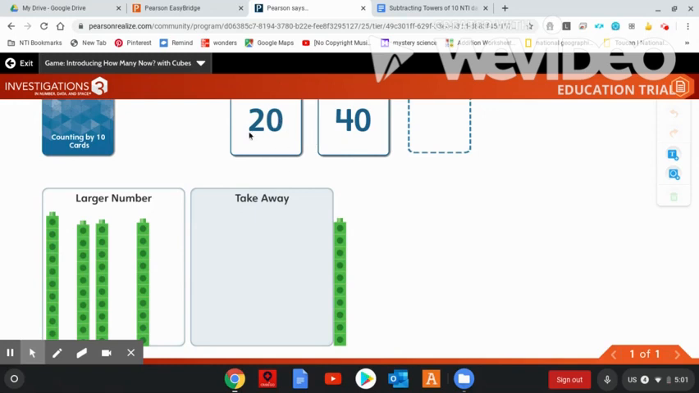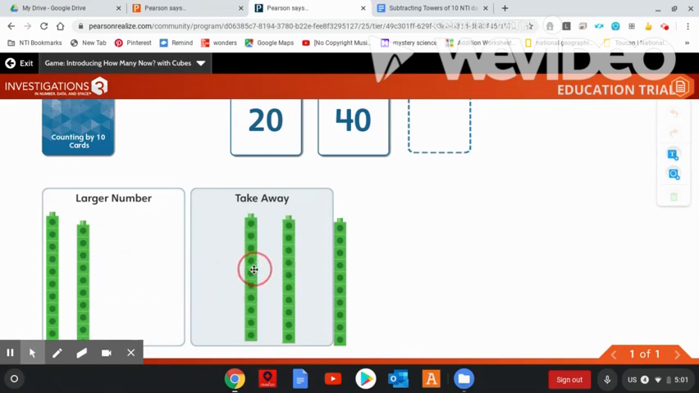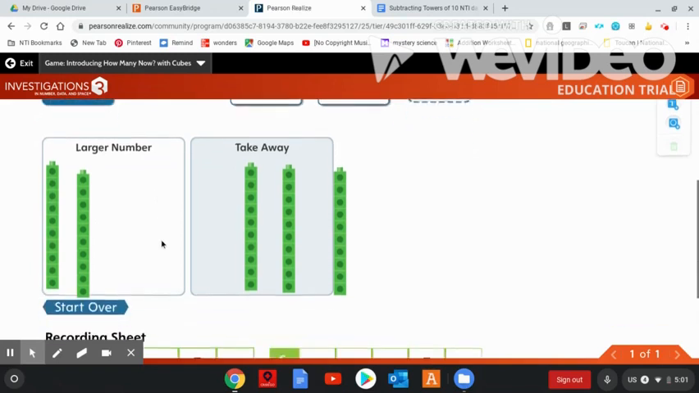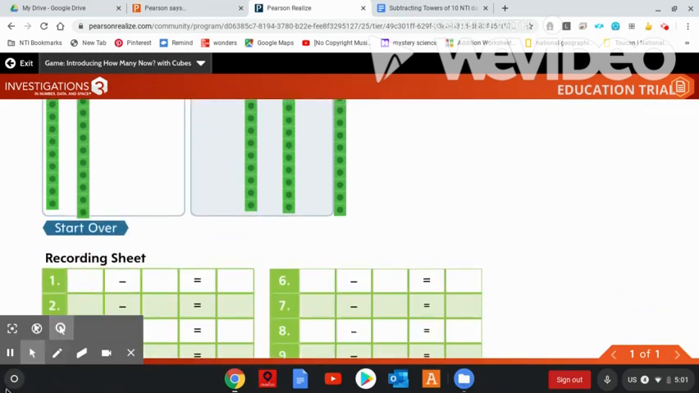Now I need to take away the smaller number, 20. How many towers will I take away if I need to take away 20 blocks? Yes, 2 towers. Count with me. 10, 20. 40, take away 20, leaves us with, yes, 20. 10, 20. Then we're going to scroll down and record our equation.